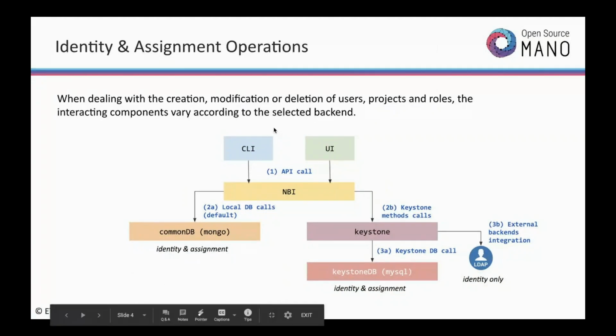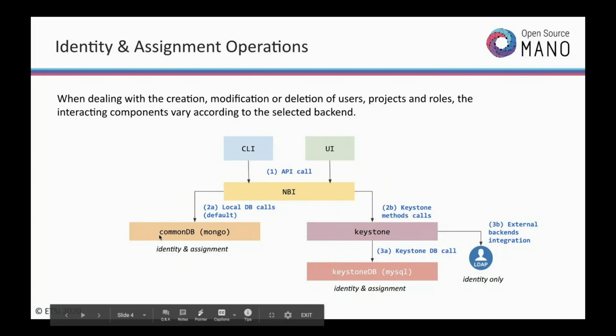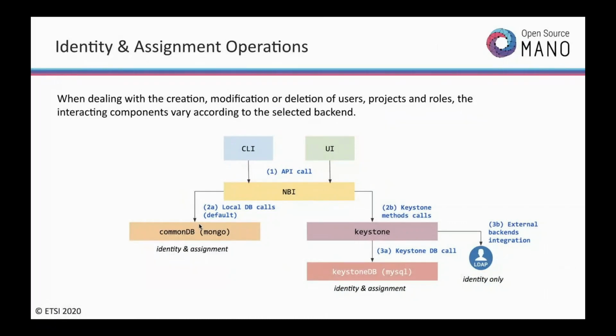So when dealing with the creation, modification, deletion of users, projects, roles, we have the NBI, which receives the call of what we want to do. And then if we are using the default configuration of the system, which is an internal backend for identity and assignment, then all of this identity information is stored in a common database, which is provided by Mongo. So the system can go and ask for the privileges and the users there in that database.